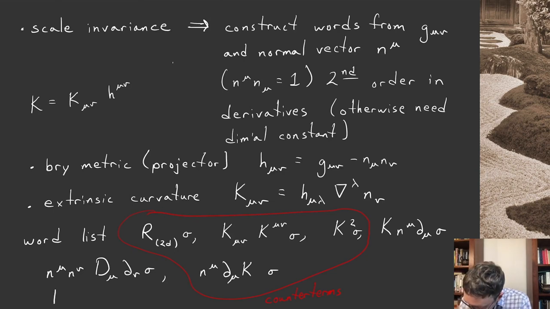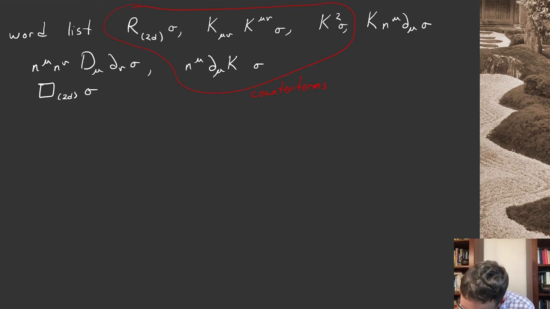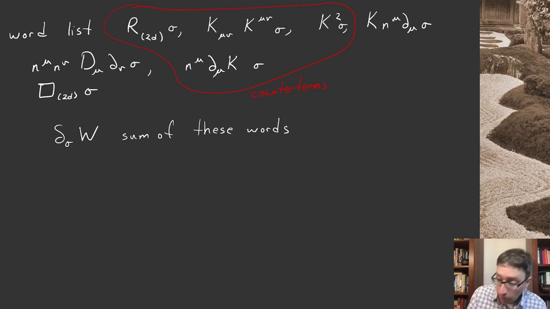I can think about a two-dimensional Laplacian acting on sigma as well. So let's see, I've got 1, 2, 3, 4, 5, 6, 7 terms that are second order in derivatives that could show up in the Weyl variation of the effective action, the anomalous Weyl variation of the effective action. So in other words, well, let's copy it since I've run out of room. So in other words, delta sigma of W should be a sum of these words, or could be a sum of these words. We have got to figure it out.